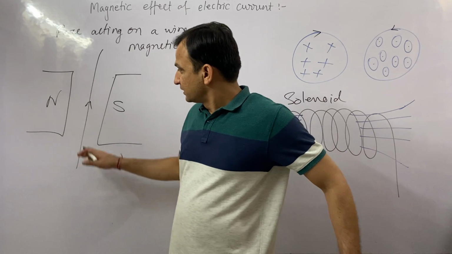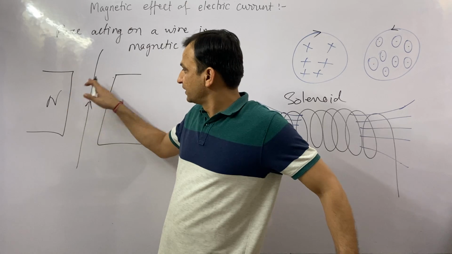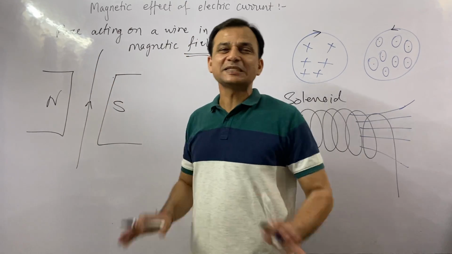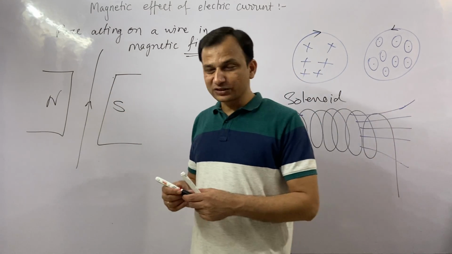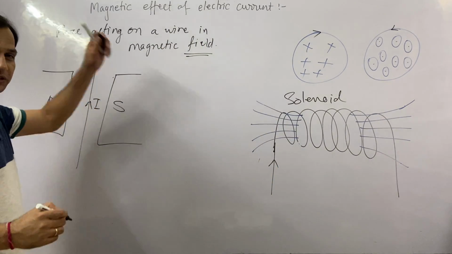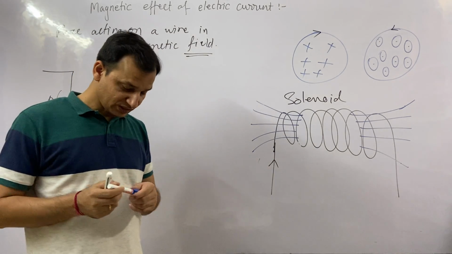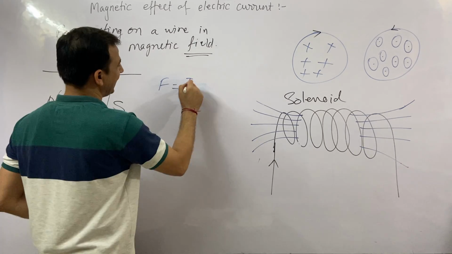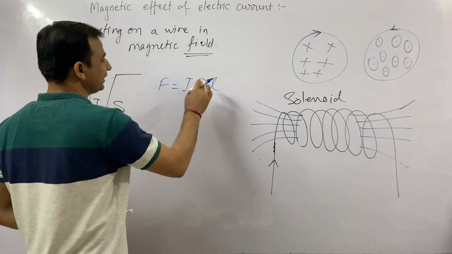What happens? Magnetic field lines from the north pole will come towards the south pole, and this wire which is in between the two poles is very much in the magnetic field. And when this wire is in the magnetic field and the current I flows in this wire, then this wire experiences force. And the force experienced by the wire in the magnetic field is F = IBL. So F is equal to IBL.